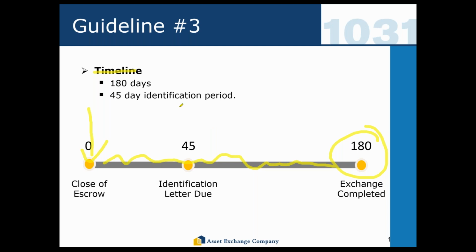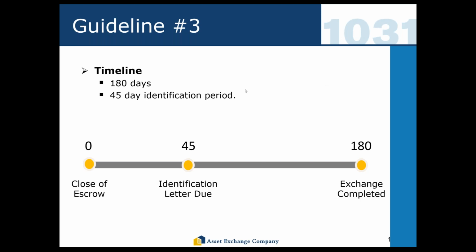Now, the second guideline, the second part of the timeline, is the 45-day identification period. When you close escrow on the sale of your property, you then have 45 days to identify your replacement properties. You don't have to be in escrow on these properties. You don't even have to be in contract, but you need to know which properties you intend to choose from by day 45. So by day 45, you need to send a letter to us saying, here are the properties that I am going to choose from when I exchange. Once day 45 passes, you can no longer amend your ID letter, and that list is final.